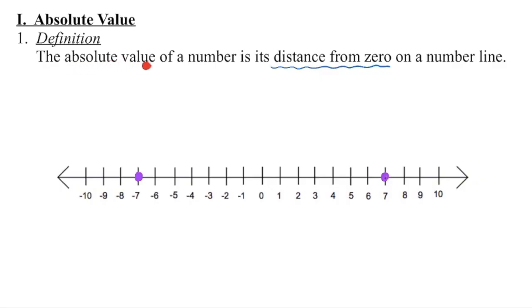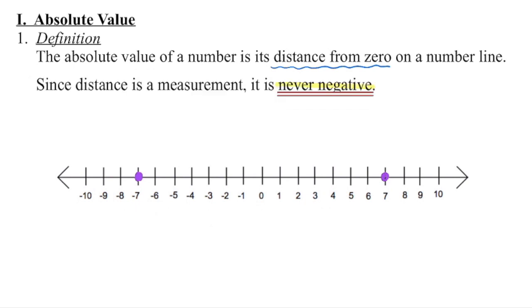The absolute value of a number is its distance from 0 on a number line. So we can see that this point here at 7 is a distance of 7 units from 0, but this point here at -7 is also a distance of 7 units from 0. Because distance is a measurement, it is never going to be negative.